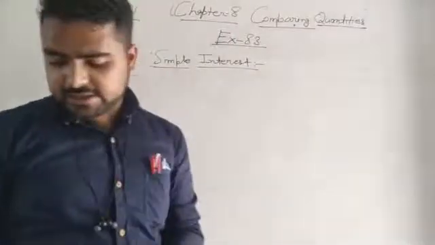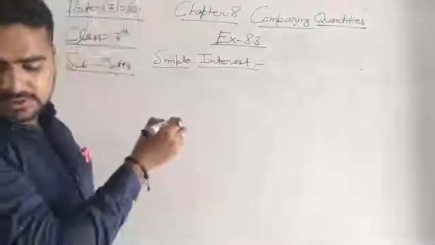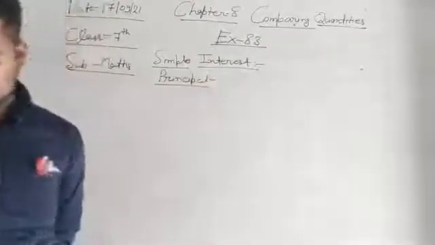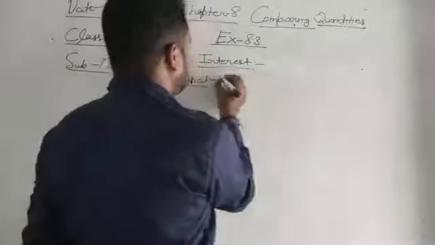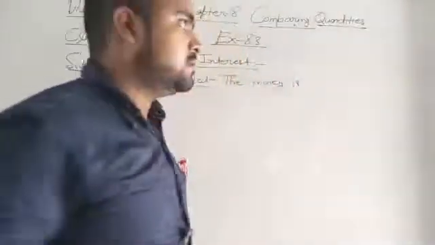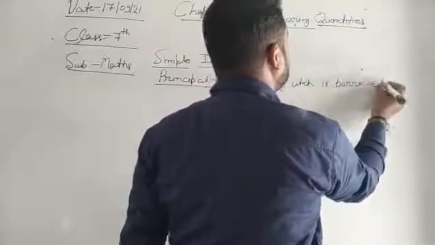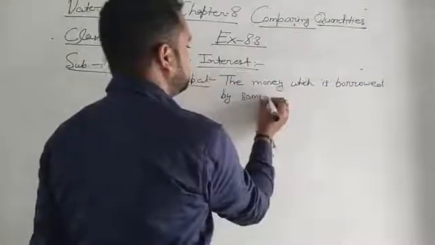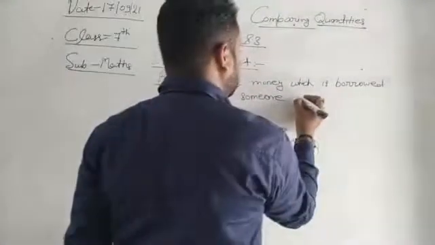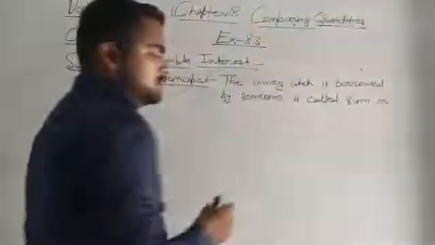Here some terms are principal, interest and amount. First we know the term principal. Principal is nothing but the money which is borrowed by someone, is called sum.